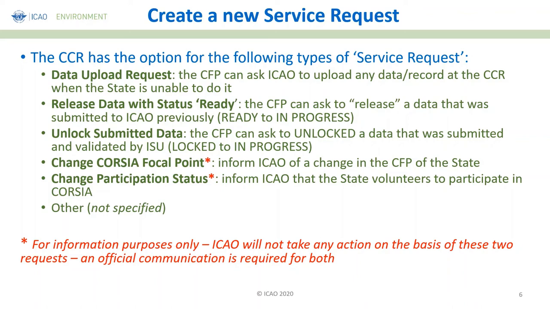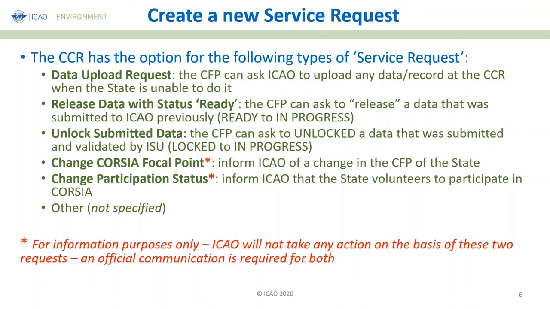Another option is after more time has passed. Say, for example, ICAO has already checked the format and saw that it was okay, so it has changed the status to locked, so the data has been locked for ICAO to calculate or publish. The state can still rectify that information by asking to unlock that submitted data. However, if the locked data has already been used for calculations such as total sectoral CO2 emissions or the sector's growth factor, the calculation itself won't be adjusted to correct that error.